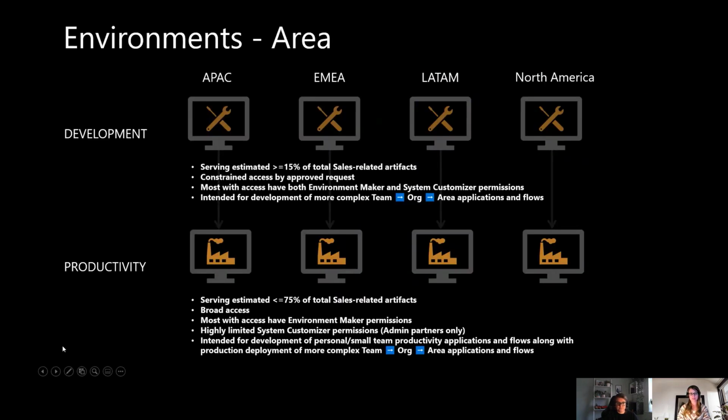Our mini tenant looks like this. Because we're a globally distributed organization, we have created a set of 8 environments that are 2 each for 4 globally distributed regions: APAC, EMEA, LATAM, and North America. And for each of those regional divisions, we have 2 environments: a dev environment and a productivity environment. The productivity environment is automatically granted access to anyone who has access to our sales data. And folks are encouraged to build their personal productivity solutions that leverage sales data within these production environments.